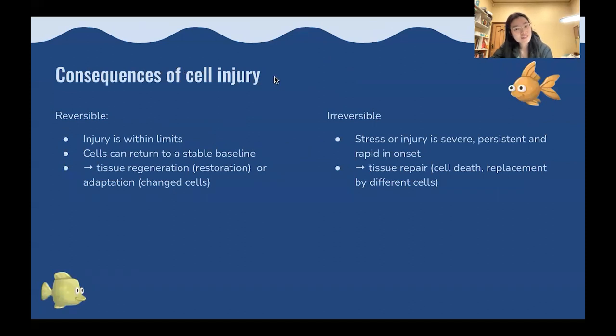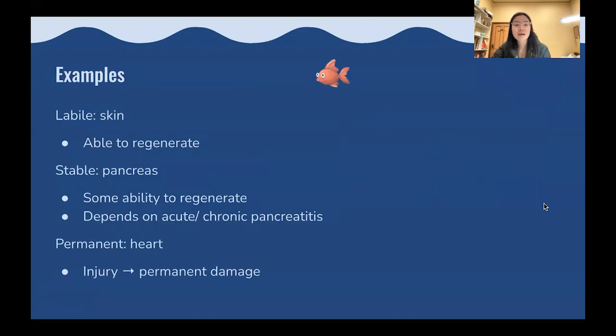Consequences of cell injury. So you have reversible and irreversible. Reversible means that the injury was within its limits and cells can go back to its stable baseline. You have regeneration, which is restoration, and that's different from adaptation, which creates changed different cells. On the other hand, with irreversible injury, you have to have cell death and then you replace those cells as well.